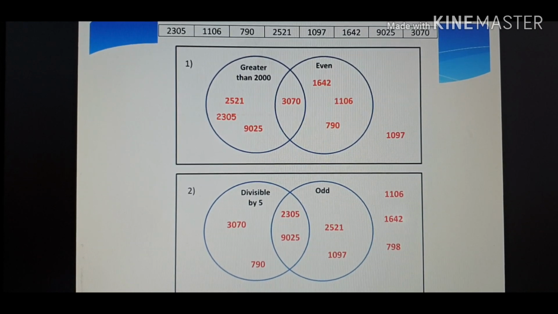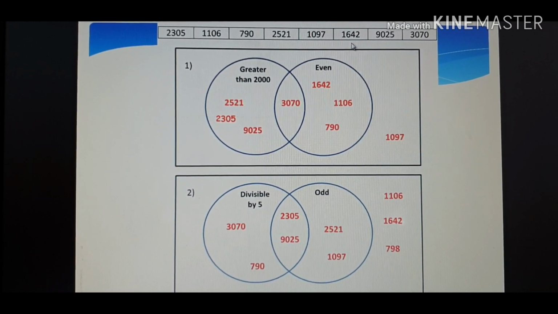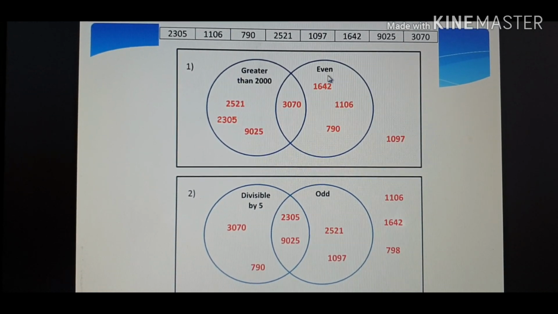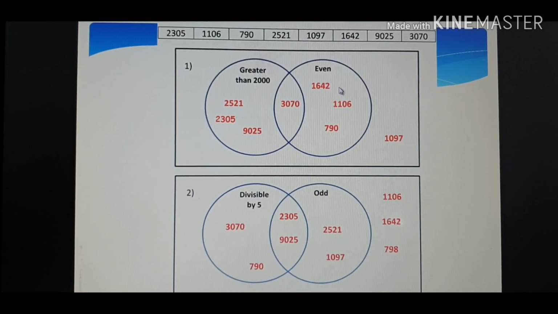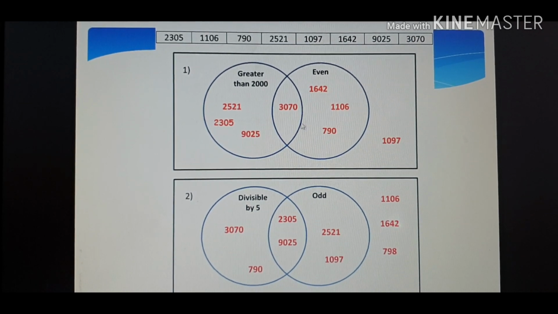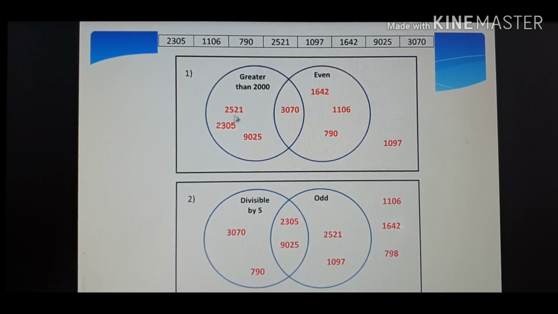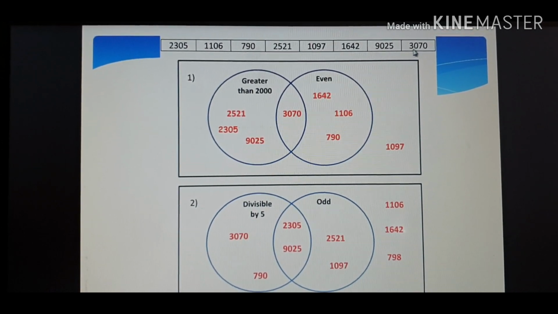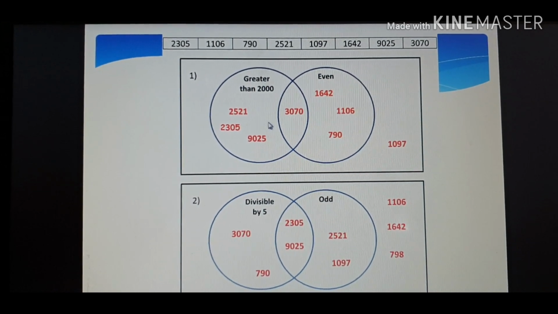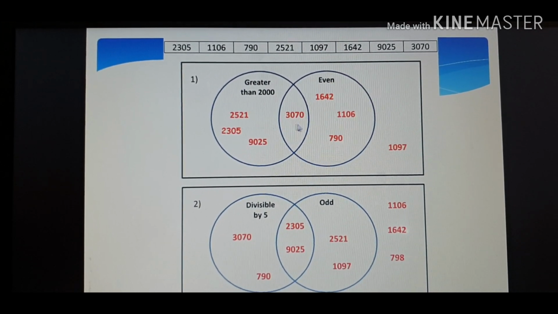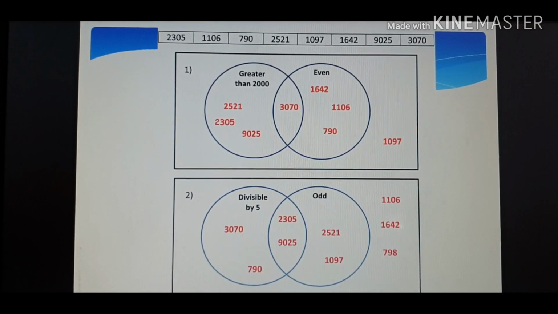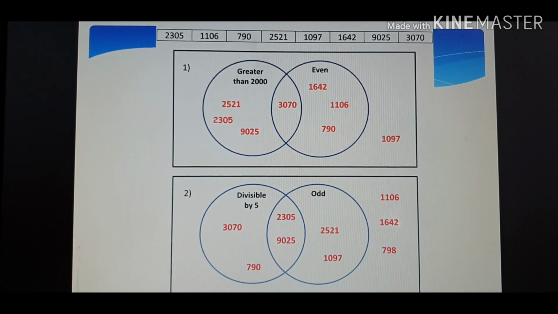1642. Is it greater than 2000? No, it's not. Is it even? Yes, it's an even number. 9025 is greater than 2000. Okay. 3070 is greater than 2000, and it's even at the same time. So it will be in the middle. In the middle, it's greater than 2000 and even at the same time.